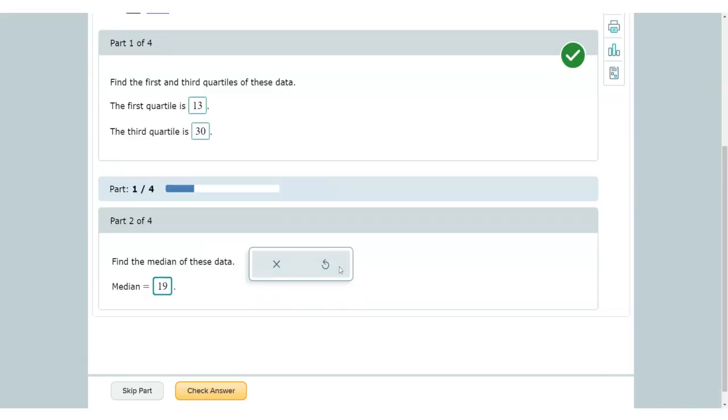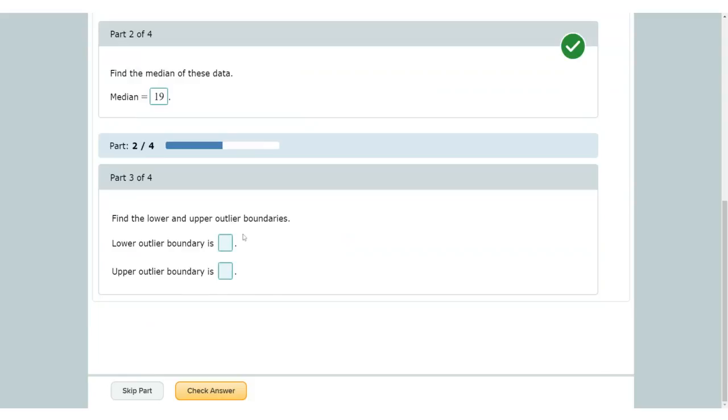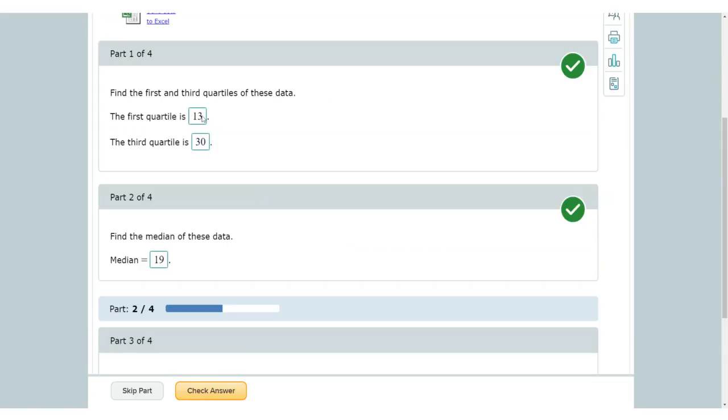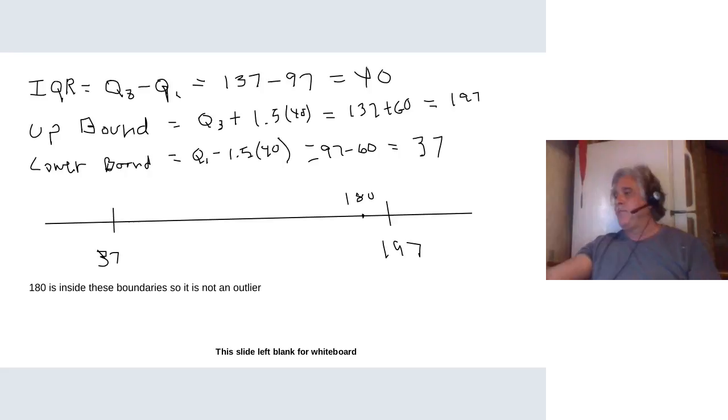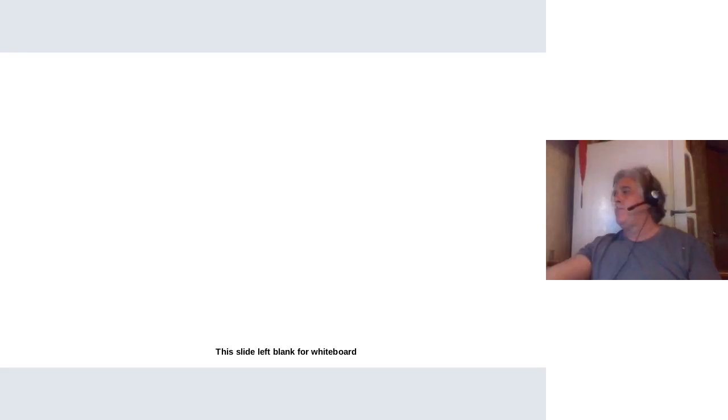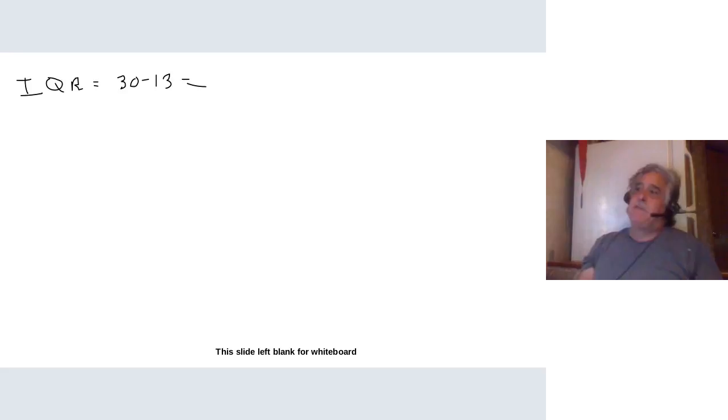And now we do the upper and lower boundaries. Now I'm going to go back over there. Now we need to have that interquartile range. So I'm going to do that on the board. So make sure that's what it was. Yeah. So then that's 17, right? Double check it. Sometimes I'll do calculations in my head. I'll do them real quick, and I'll make a little bit of mistake.